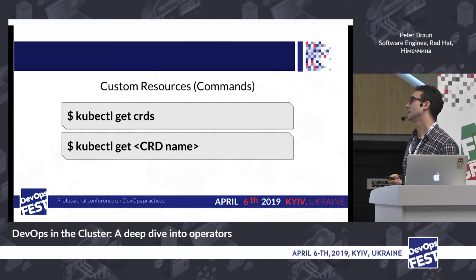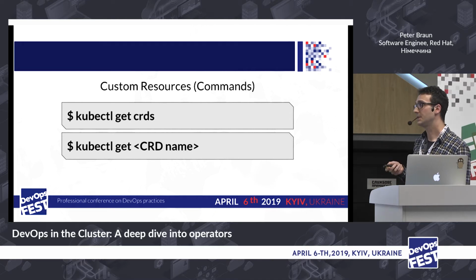There are some useful commands built into kubectl for working with custom resources. The first one lists all the custom resource definitions that are installed on your cluster. The next one lists all instances of a certain custom resource definition.